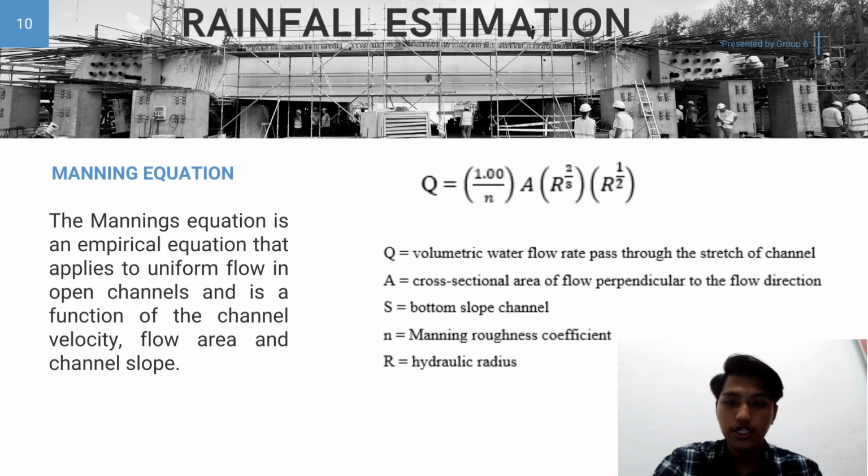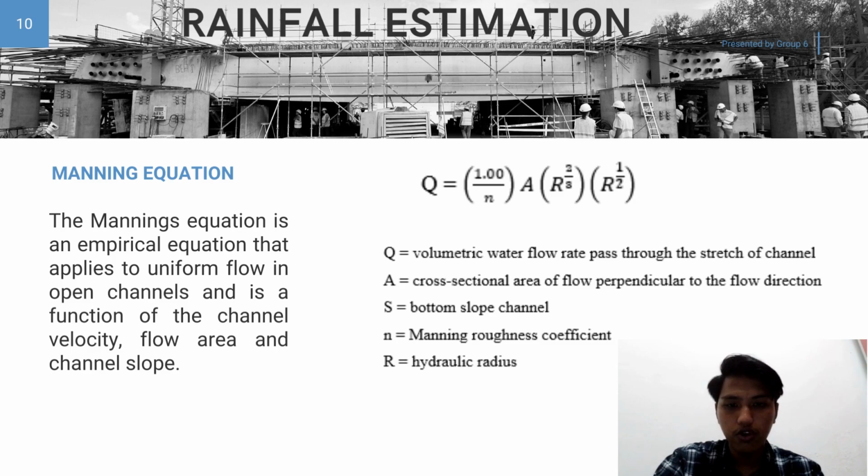The Manning equation is an empirical equation that applies to uniform flow in open channels and is a function of the channel velocity, flow area and the channel slope. The formula for the Manning equation is Q equals 1 over n times A times R to the power of 2 over 3 times S to the power of 1 over 2.